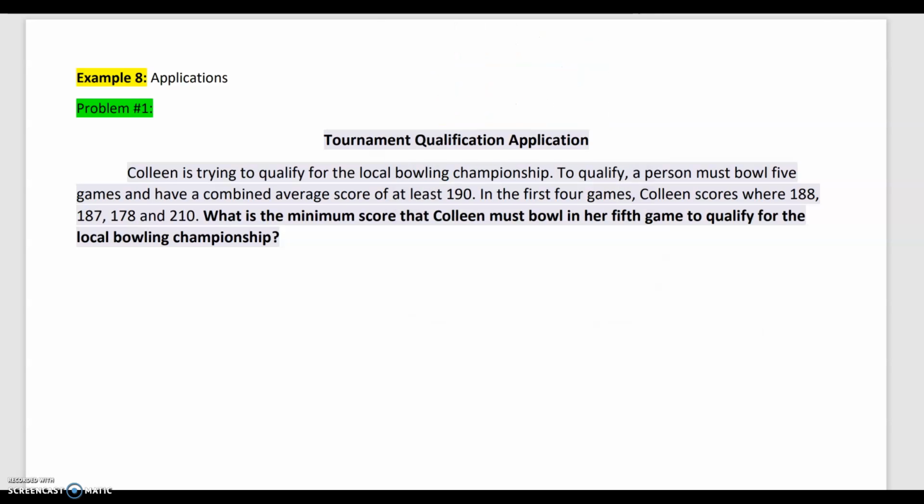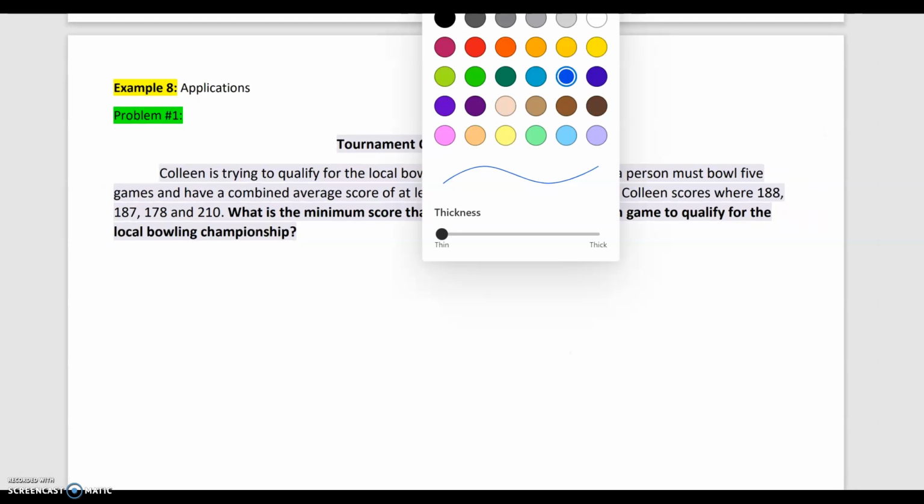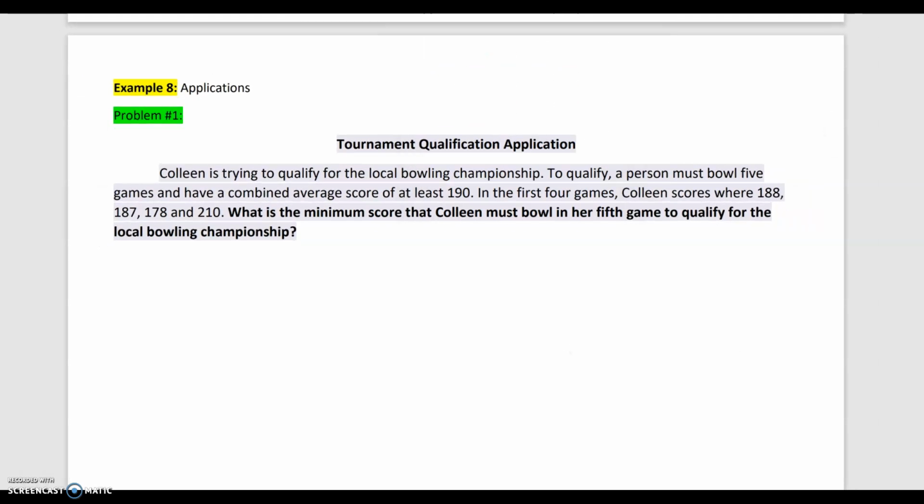Hi class, let's take a look at an application. So in this particular problem, take a second and read it. But here's the main idea. They want to see what would be the fifth score to obtain at least the value of 190 in terms of total points. And at least represents a greater than or equal statement.